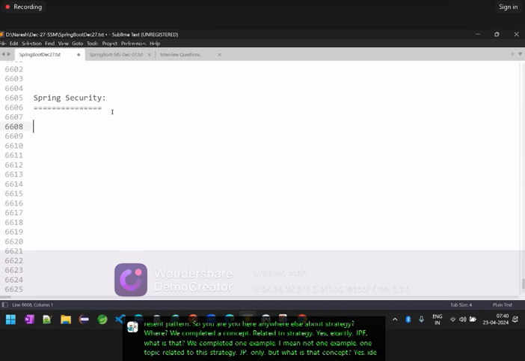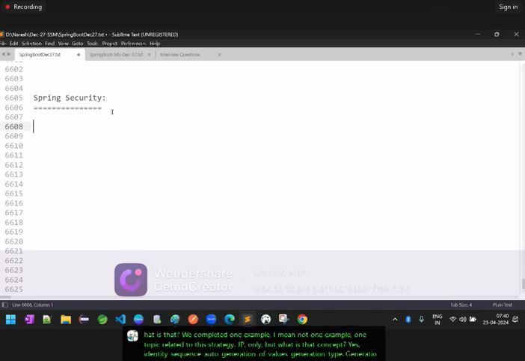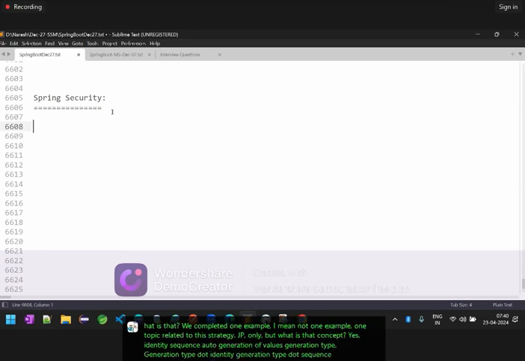Yes, identity, sequence, auto generation of values: GenerationType.IDENTITY, GenerationType.SEQUENCE. We have auto generation of the values, auto increment column, sequence columns, table, strategy equal to table, strategy equal to sequence. You forgot JPA, right? So they are using strategies like identity, table, sequence. So when you give strategy equal to identity, internally JPA generates values based on what functionality?